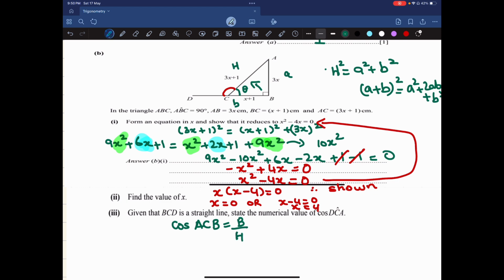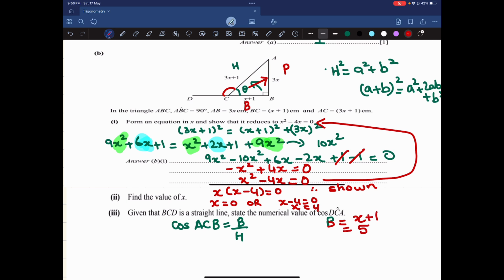Okay, so H is, let's write down the values. B, okay, this is for, we need to label the triangle first. Okay, so hypotenuse is the side opposite to the right angle. The side opposite to the angle is perpendicular. And the third one is the base. Okay, so what is the value of the base? It is x plus 1. What is x? X is 4.